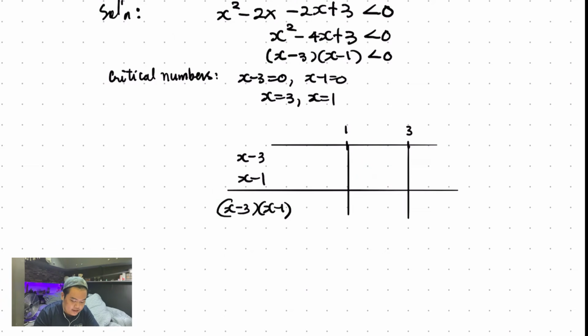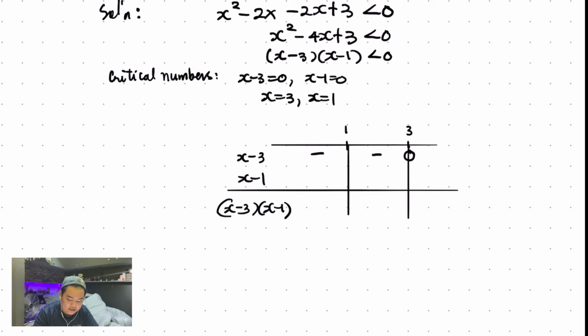Titignan mo kung anong signs ng x minus 3. Sa x minus 3, 0 siya when x is 3. So, 0 siya dyan. Sa left ni 3, negative siya. Try mo dito 2. Magne-negative siya pag pinasok mo yung 2. Pag pinasok mo naman yung nasa left ni 1, let's say 0, 0 minus 3 is negative. Sign lang yung kailangan, hindi mo siya kailangan i-solve talaga.